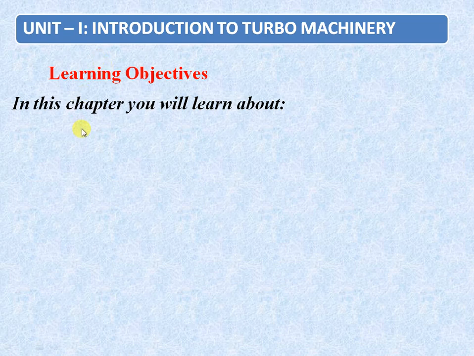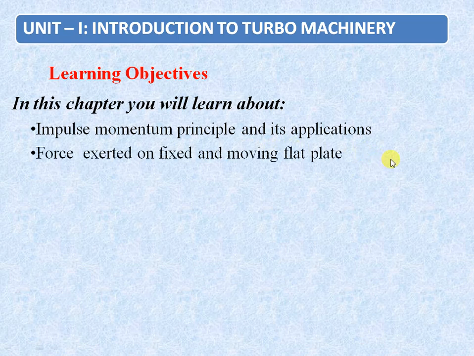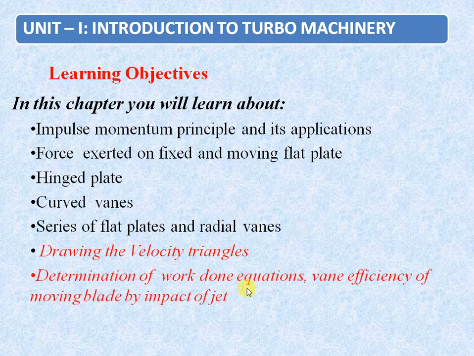In this chapter we will learn about the impulse momentum principle and its application, force exerted on fixed and moving flat plate, hinged plate, curved vane, series of flat plates and radial vane, drawing the velocity triangle, and determination of the work done equation and vane efficiency of moving blades by impact of jet. All these topics are important from the exam point of view, and if you understand this topic, then we can design a turbine or turbine blades.